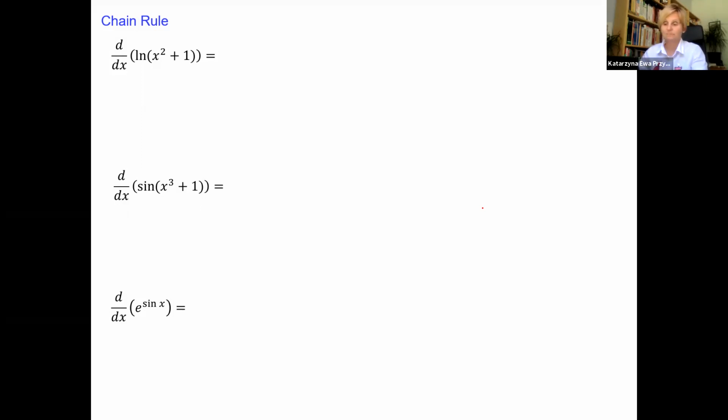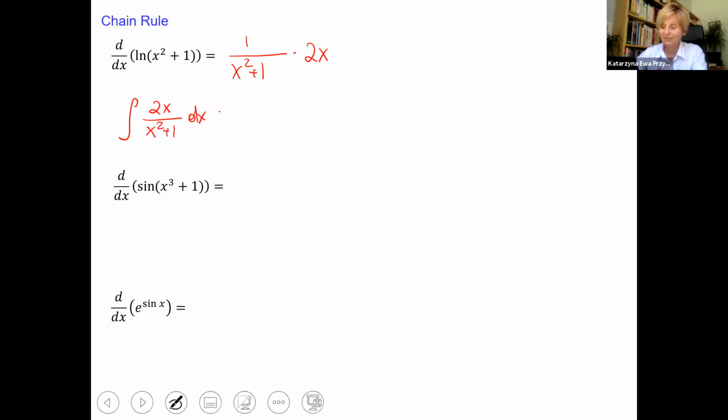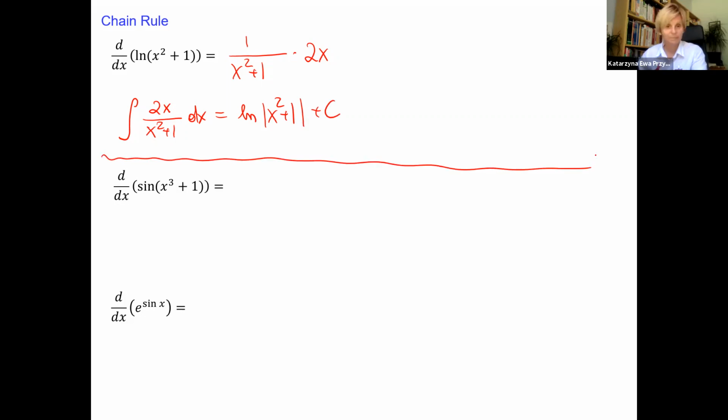Okay, let's start with this. The derivative of natural log of x squared plus 1 is 1 over x squared plus 1, following the chain rule, times the derivative of x squared plus 1, which is 2x. Now I can rewrite the function 2x over x squared plus 1. What is the antiderivative? Of course, natural log of x squared plus 1, and let me put the constant c, just to have the most general form. Of course, we are reversing the fundamental theorem of calculus.